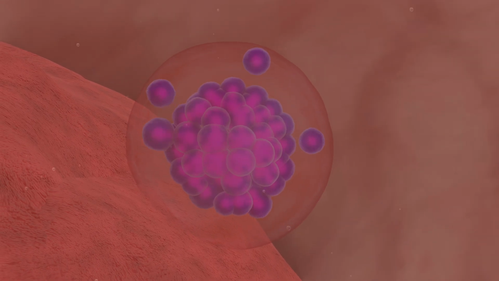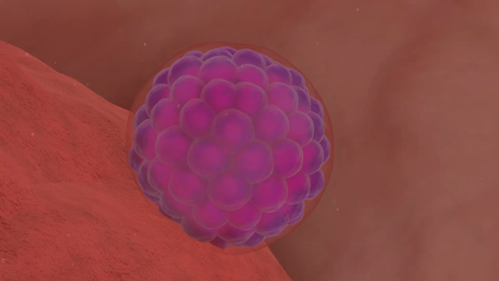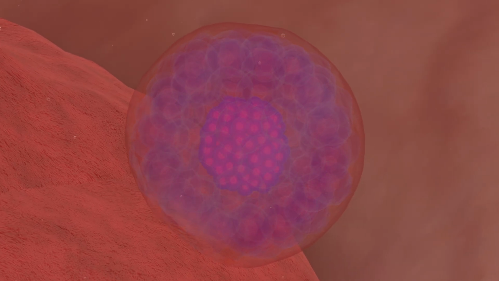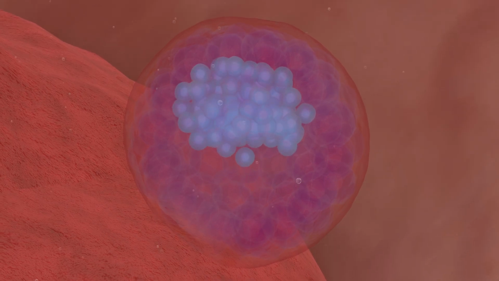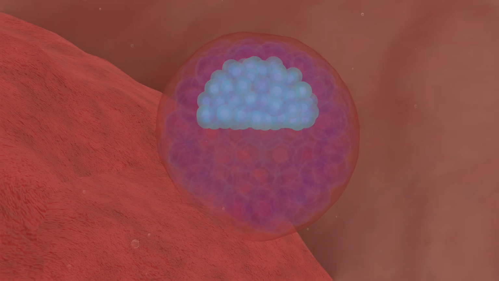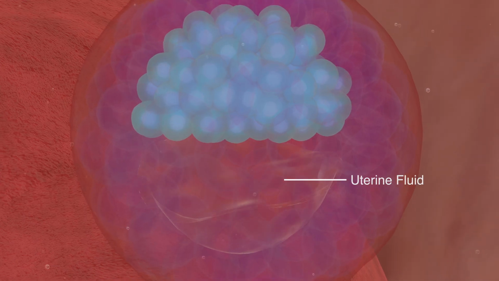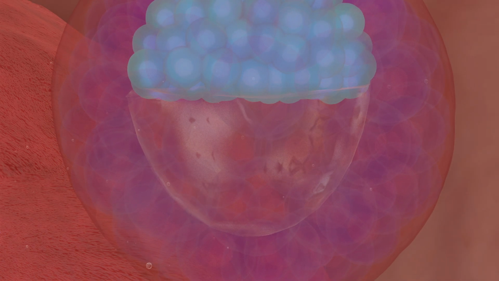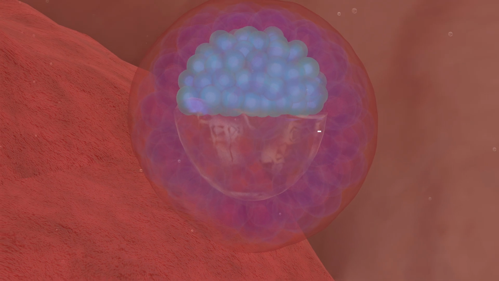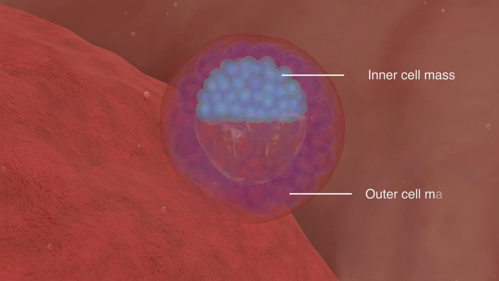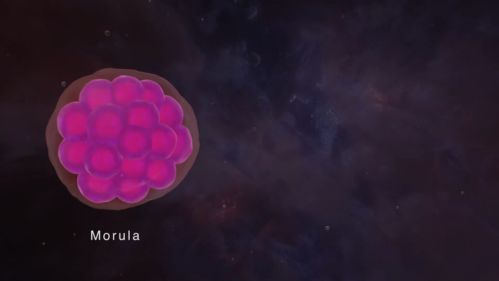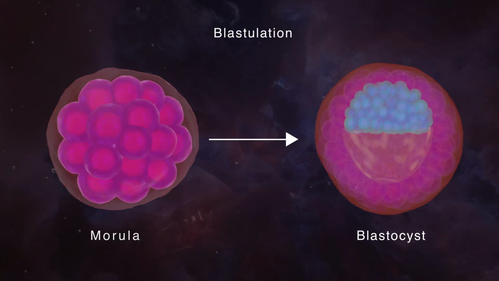After this, a group of cells forms an outer layer surrounding this structure. These outer cells are called the outer cell mass. Another group of cells move toward one side and cluster together in the inner region. This inner group of cells is called the inner cell mass. At this stage, uterine fluid penetrates the morula and forms a fluid-filled cavity beneath the inner cell mass. This fluid-filled cavity is called the blastocele. The structure that contains the inner cell mass, outer cell mass, and blastocele is called the blastocyst. The process by which the morula transforms into a blastocyst is called blastulation.